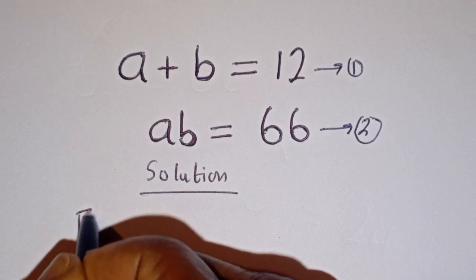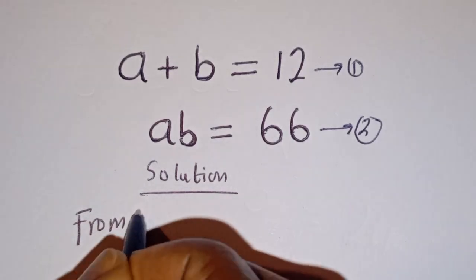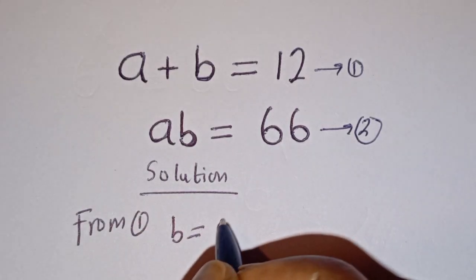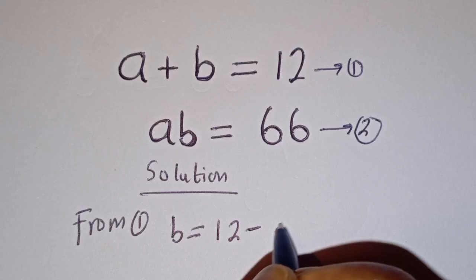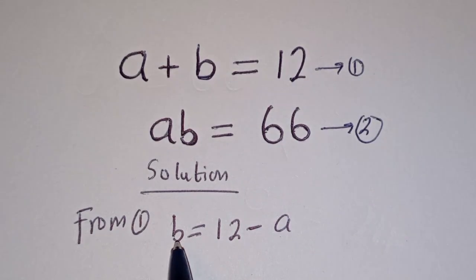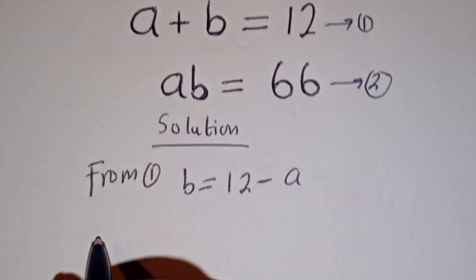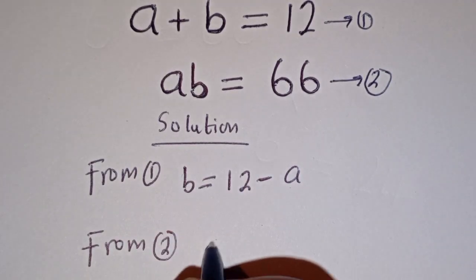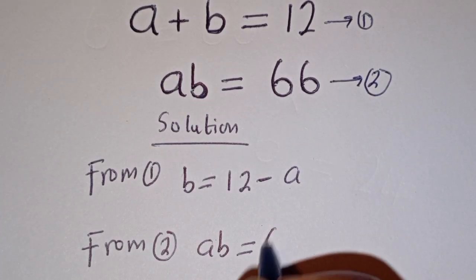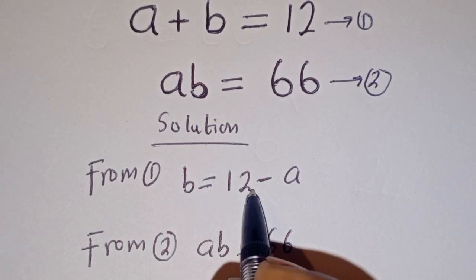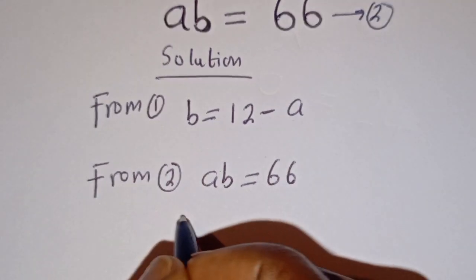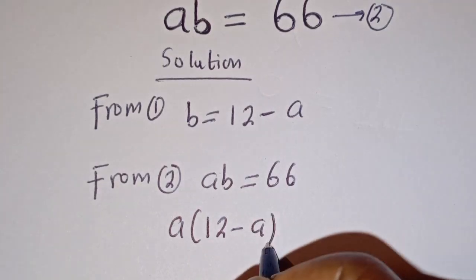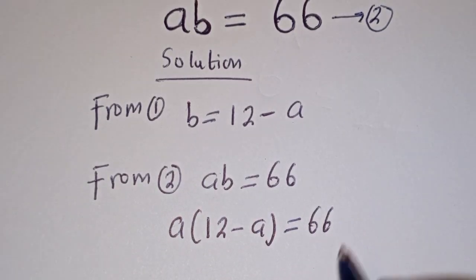Now from equation 1, let's make b the subject of the formula. b is equal to 12 minus a. Now we can substitute for b in equation 2. From equation 2, ab is equal to 66. Then when b is equal to 12 minus a, we have a bracket 12 minus a is equal to 66.